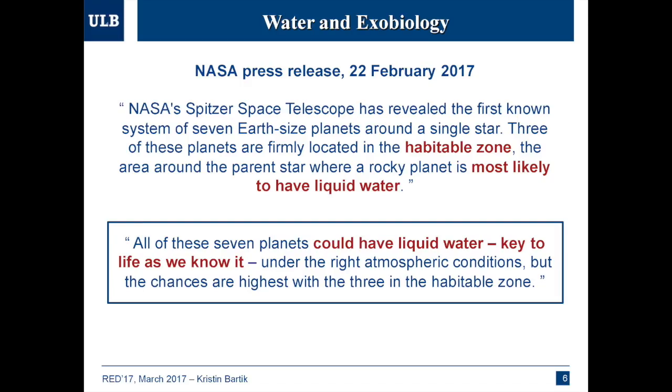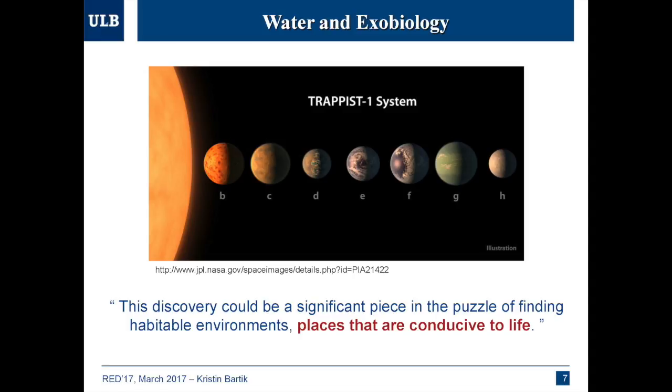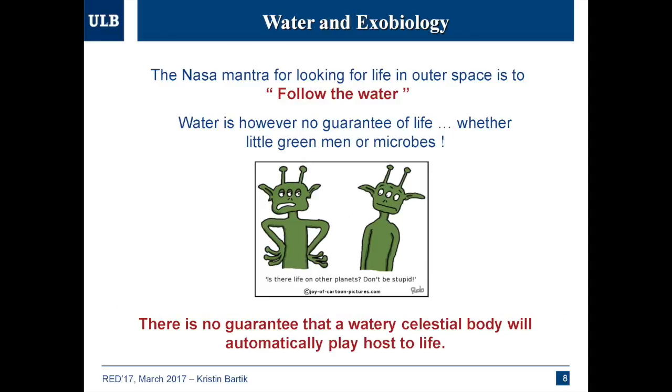As I come from Belgium, I do have to mention the work from my colleagues from the University of Liège in Belgium, which is a very, very recent press release. Once again, the habitable zone, once again, most likely to have liquid water, could have liquid water, key to life as we know it. And here just the representation, the Trappist system. As you know, it was called after the Trappist beers, and also the speculoos, which is a typical Belgian biscuit, which is a name that was also being used. So once again, places that are conducive to life. So for NASA, the mantra for looking for life in outer space is definitely follow the water.